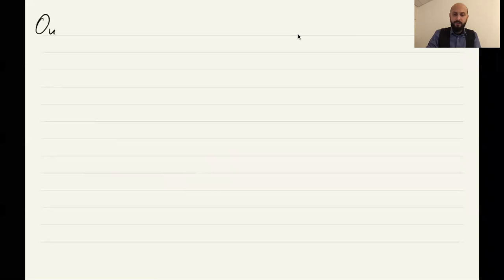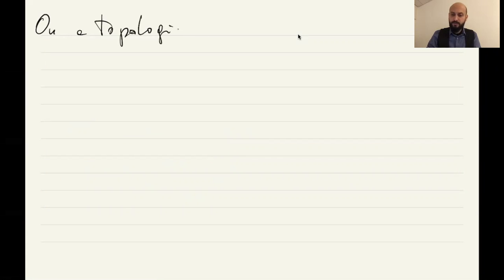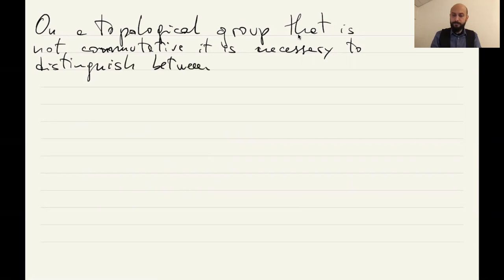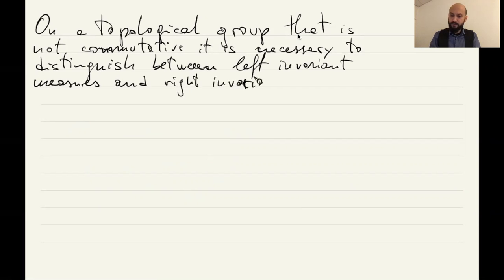So therefore, let me repeat that on a topological group that is not commutative, it is necessary to distinguish between left invariant measures and right invariant measures. So let's give the definitions.